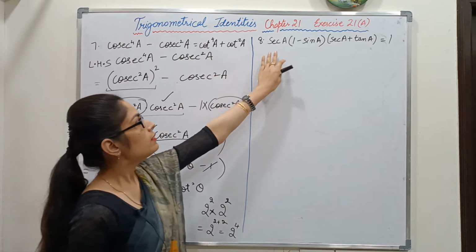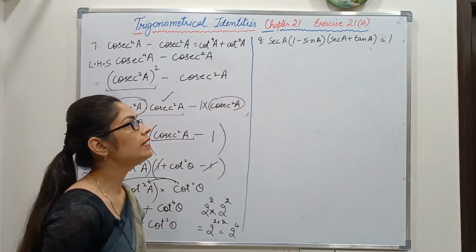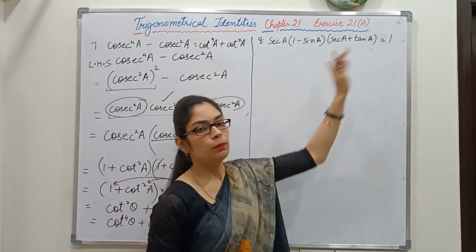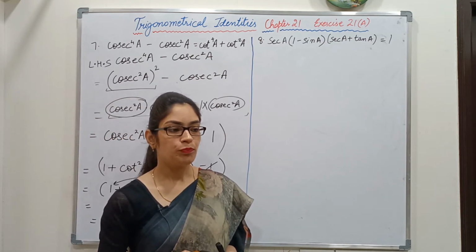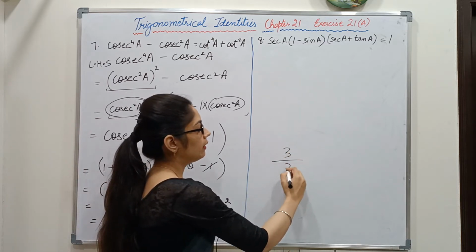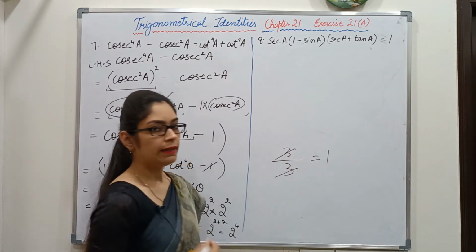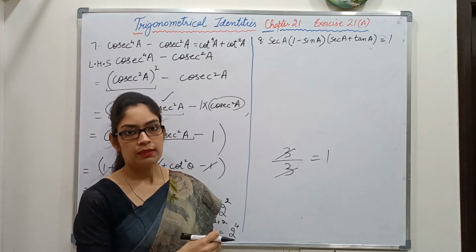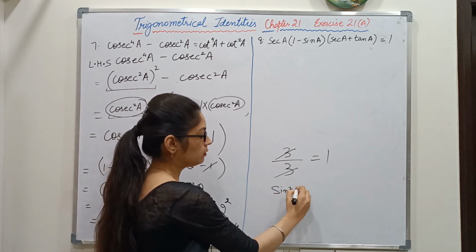Now the 8th one says: secant A into 1 minus sin A, into secant A plus tan A. We have to prove this equals 1. And anytime when we are proving 1, most of the time when do we get it? When I have numerator and denominator equal, and I just divide, and on dividing the same numerator and denominator, I will get 1. So this is one case. Other than that, we have many relations in which 1 is the answer.